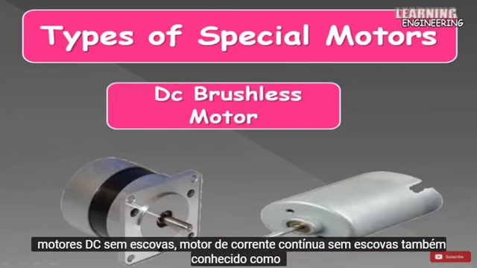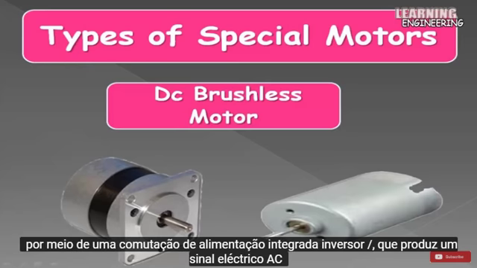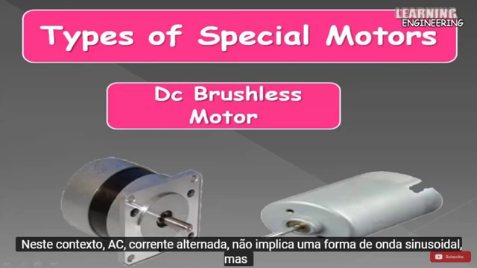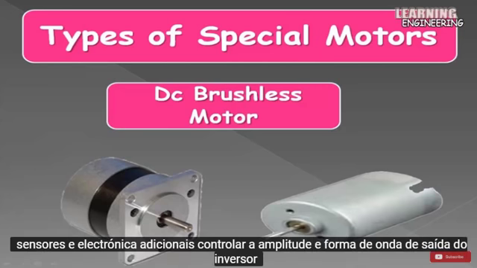DC brushless motors. Brushless DC electric motors, also known as electronically commutated motors, are synchronous motors that are powered by a DC electric source through an integrated inverter, or switching power supply, which produces an AC electric signal to drive the motor. In this context, AC, alternating current, does not imply a sinusoidal waveform, but rather a bidirectional current with no restriction on waveform. Additional sensors and electronics control the inverter output amplitude, waveform and frequency.